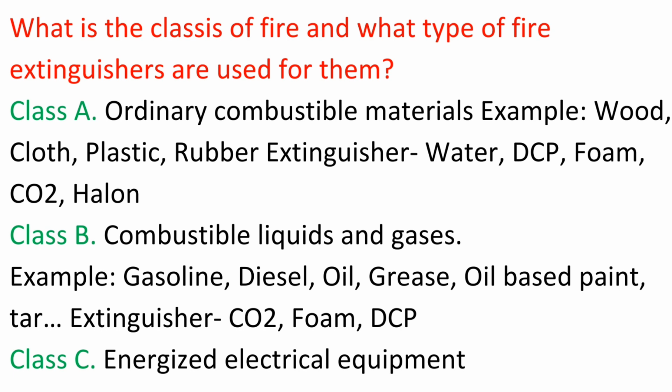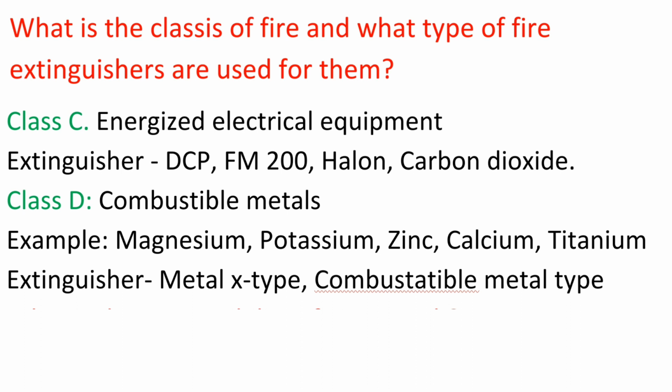Class C: energized electrical equipment. Extinguisher: DCP, FM200, halon, carbon dioxide. Class D: combustible metals. Example: magnesium, potassium, zinc, calcium, titanium. Extinguisher: metal X type, combustible metal type.